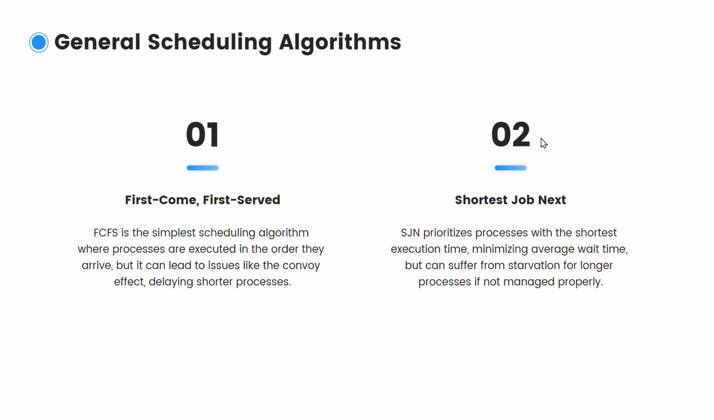General scheduling algorithm. First come, first serve. FCFS is the simplest scheduling algorithm where processes are executed in the order they arrive, but it can lead to issues like the convoy effect, delaying shorter processes. This is first come, first serve. Let me see it in detail.